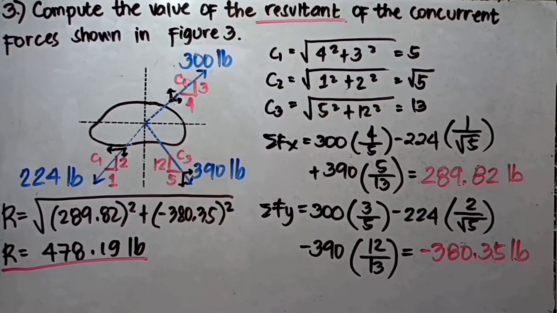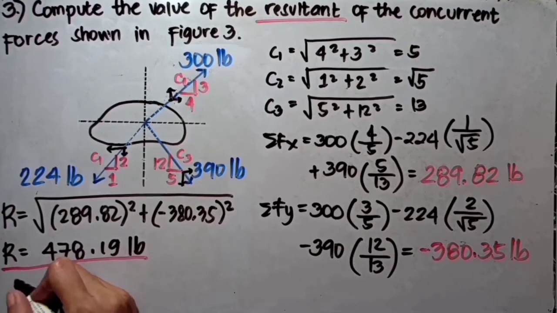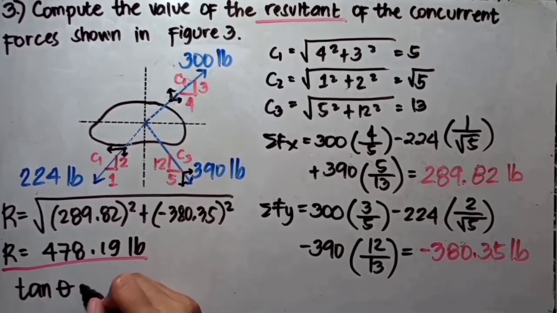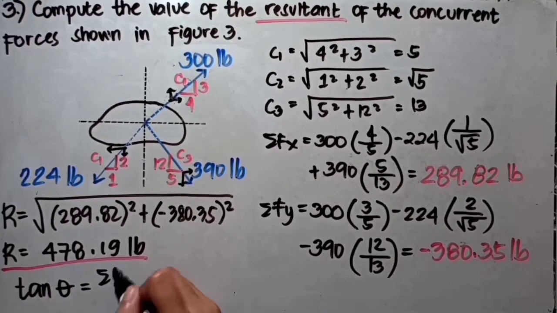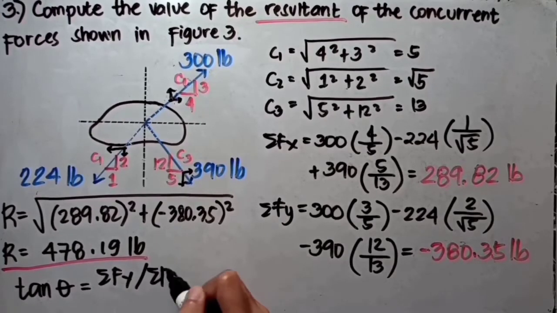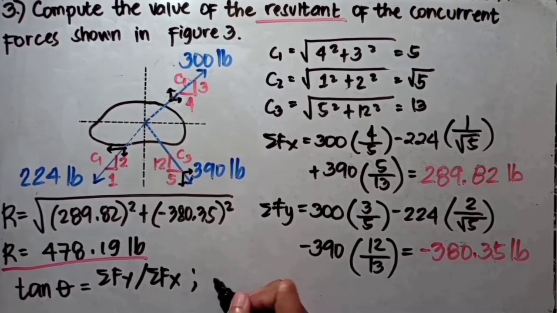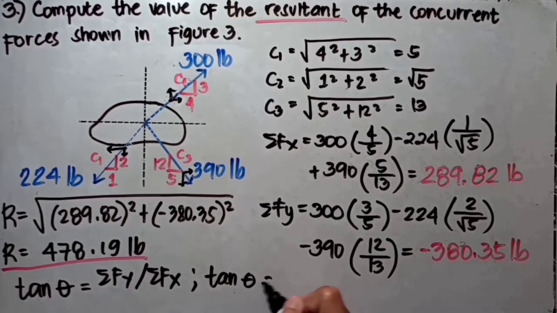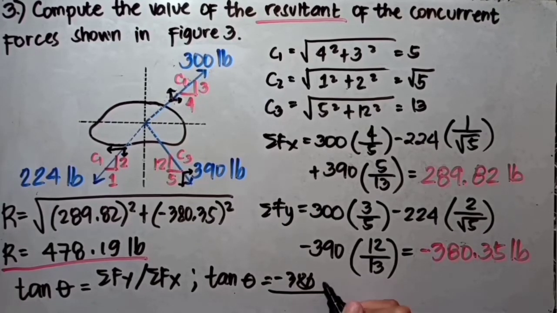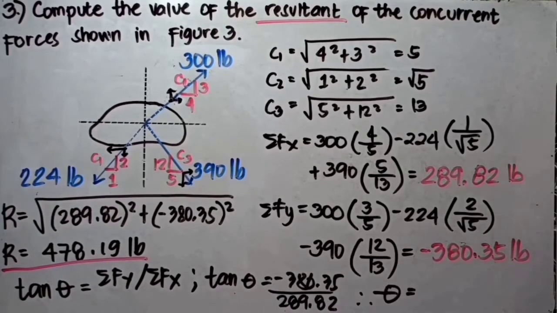So, R is 478.19. So, solve na lang din natin inclination ng resultant. So, let's solve using the tangent formula. Tan theta equals to summation forces y divided by summation forces x. Let's say tan theta is equals to negative 380.35 divided by summation forces x, which is 289.82.